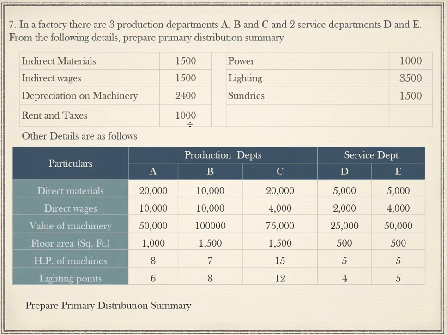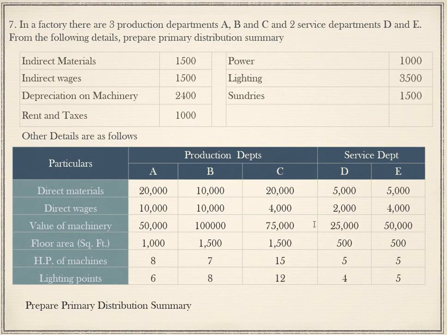This 1500 is to be apportioned on the basis of this value. The value is 20,000, 10,000, 20,000, 5,000, and 5,000. For this, to calculate the ratio, 5,000 is the common amount here. Therefore, if we divide it by 5,000, we'll get 4 is to 2 is to 4 is to 1 is to 1. And then the direct wages ratio, the common number here is 2000. If we divide all the numbers by 2, we will get 5 is to 5 is to 2 is to 1 is to 2.